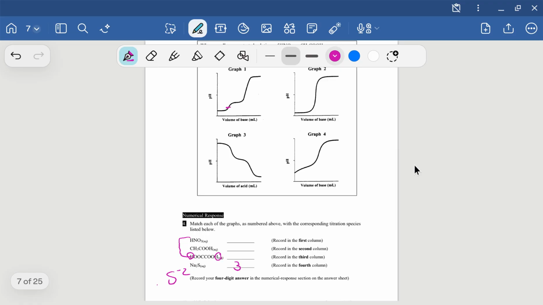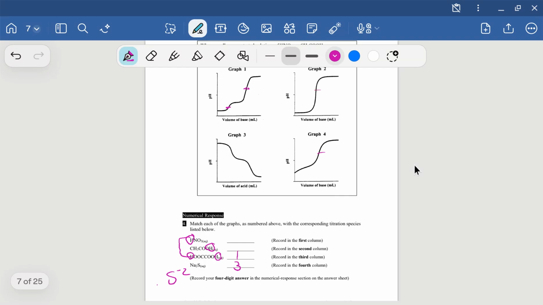So the only graph that shows more than one equivalence point is graph number 1. And then to tell the difference between graph 2 and graph 4, we can take a look at the strengths, because HNO3 only has 1 hydrogen to donate, and our second one only has 1 hydrogen to donate. So both of them are going to have just 1 equivalence point.